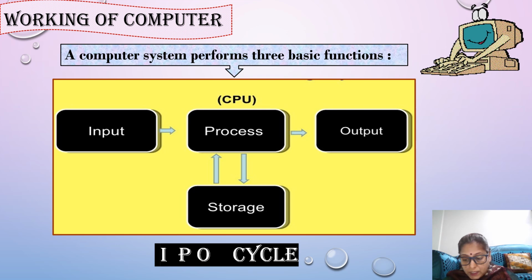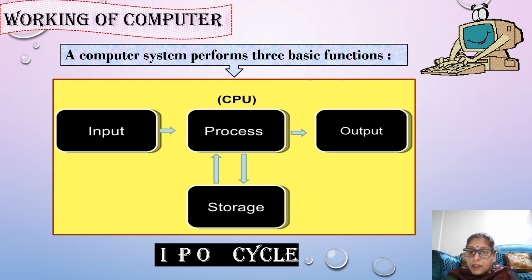The computer processes this data and changes it into information with the help of the processor called CPU, Central Processing Unit. Whenever you type some data with the help of the keyboard, that data goes to the processing function. This processing is done by the CPU, Central Processing Unit. Here your data will be processed.